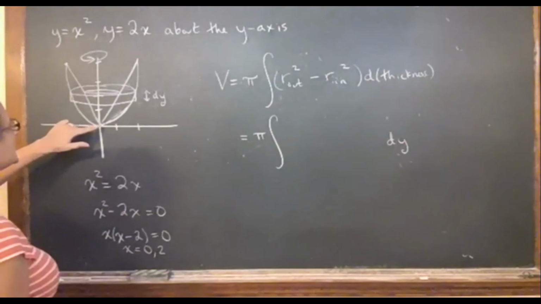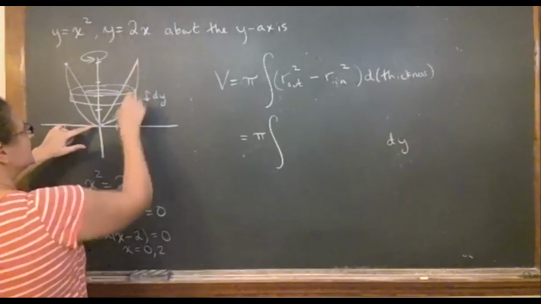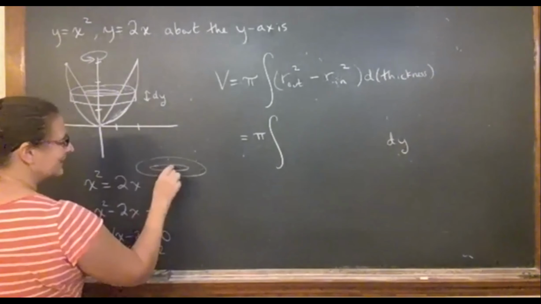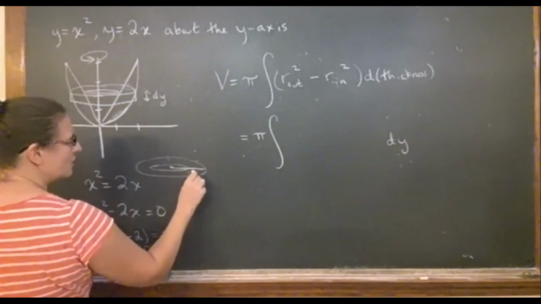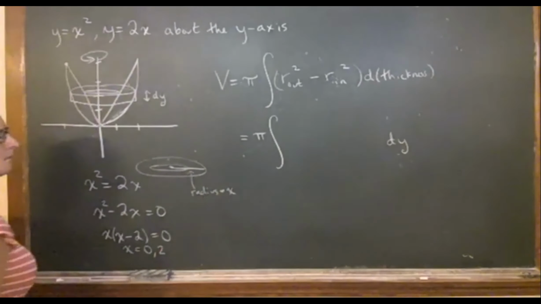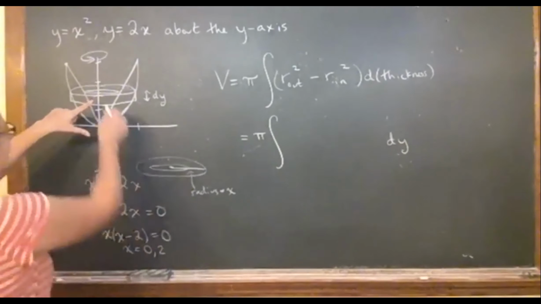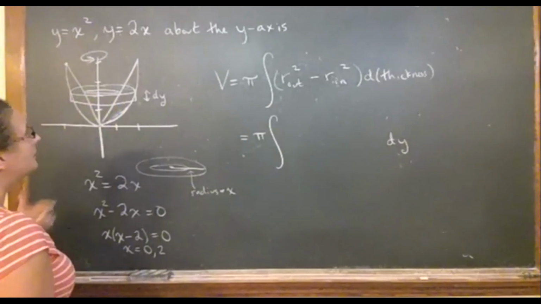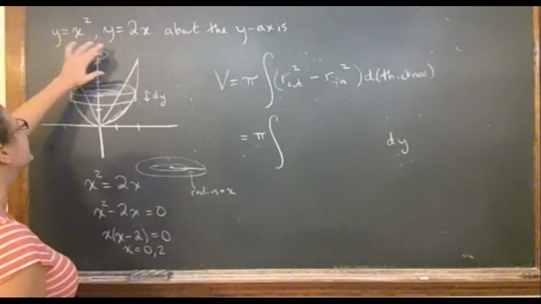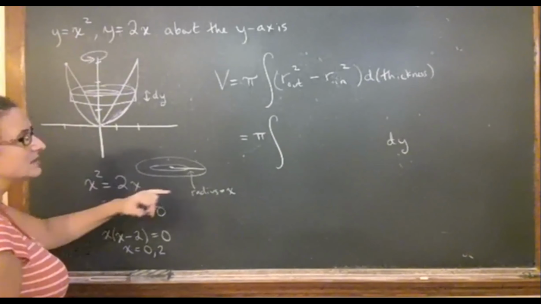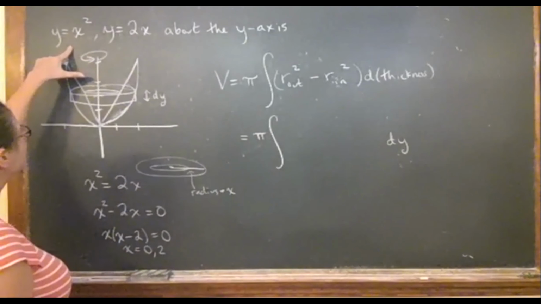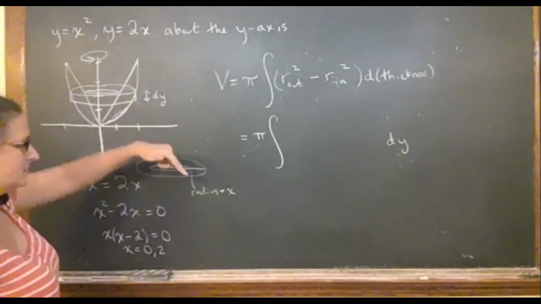Now my outside curve is this. Now if I'm going to look at this washer like this, the radius is my x. So this is x out minus x in, but I need to actually put it in terms of y, right? Because I'm going to integrate with respect to y. So I need to solve both of these for x and plug that in.